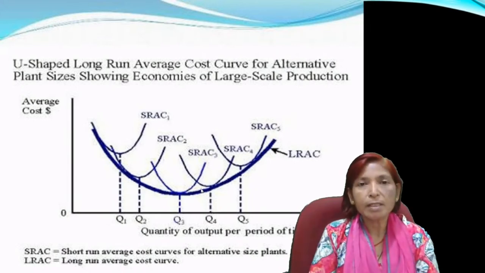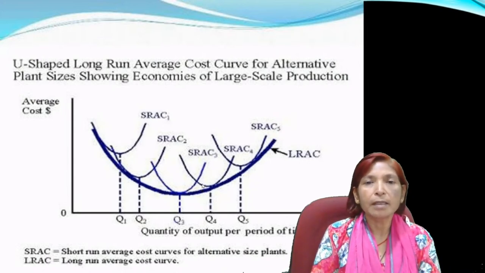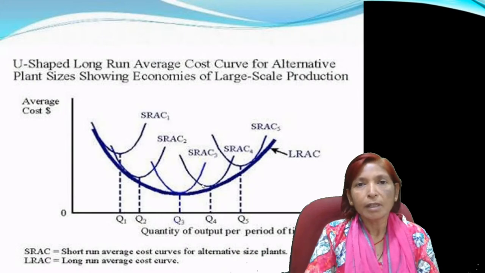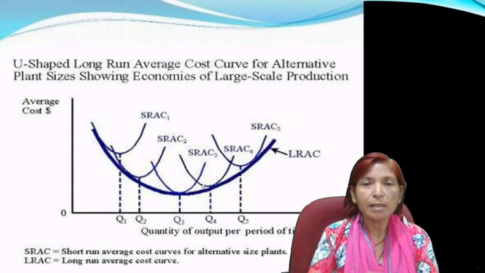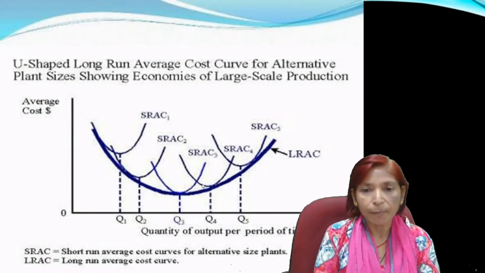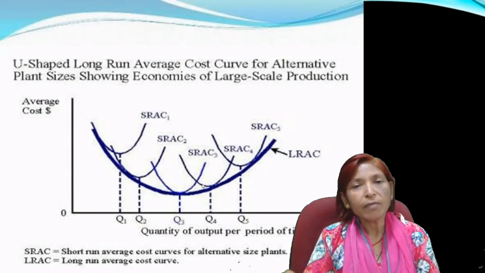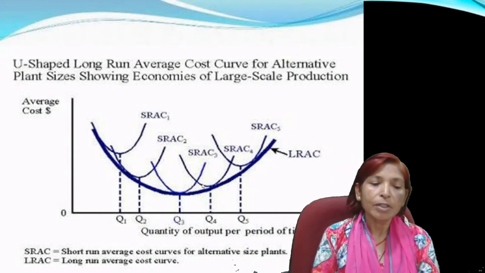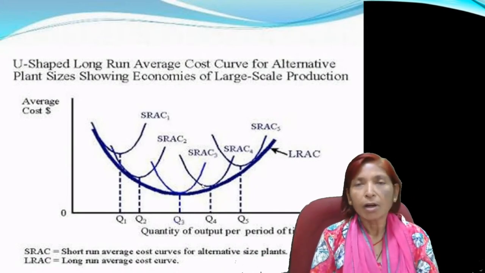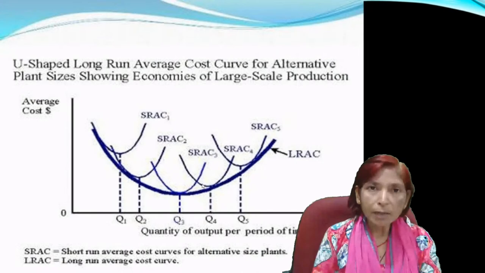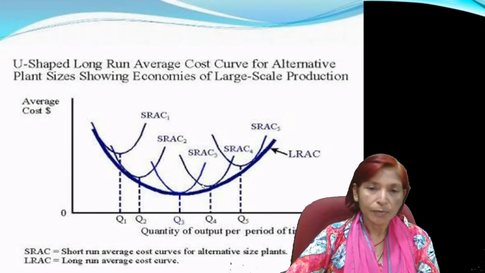If we are taking 5 business plants of any industry or any business enterprise, then we will draw SRAC1, SRAC2, SRAC3, SRAC4, and SRAC5. And if we take the tangent points of all these curves, then we can derive the long run average cost curve. So LRAC is the envelope curve or planning curve, and we can derive the LRAC curve with the help of short run average cost curves.